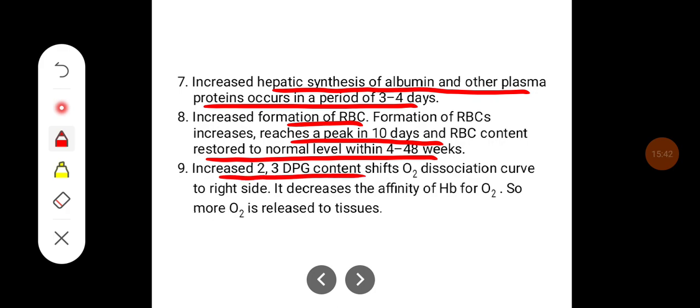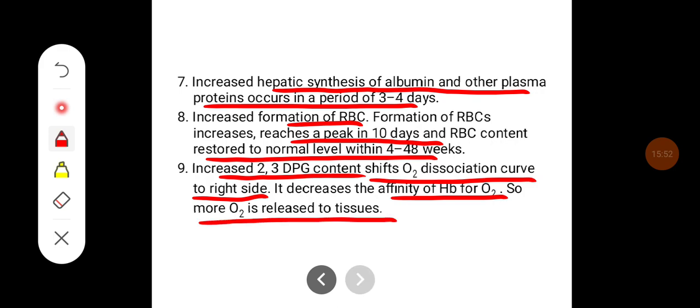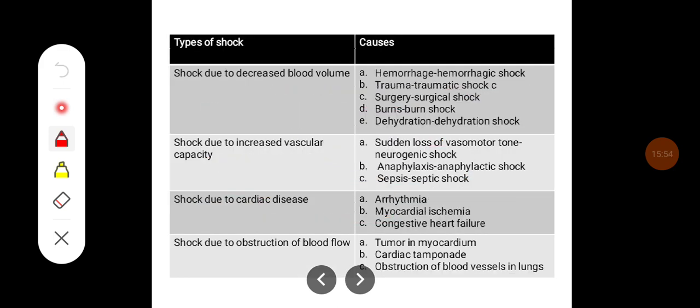There is also an increase in 2,3 DPG content, which shifts the oxygen dissociation curve to the right. It decreases the affinity of hemoglobin for oxygen, so more oxygen is released at the tissues. So these are some of the long-term mechanisms.